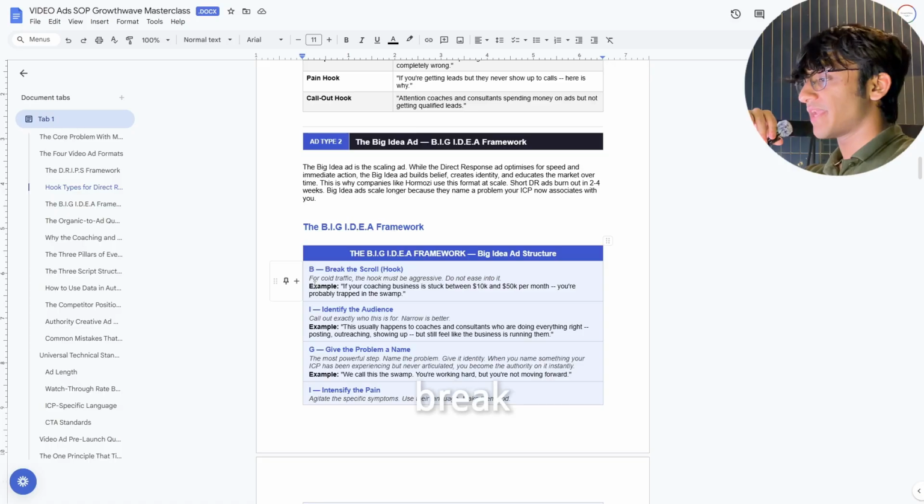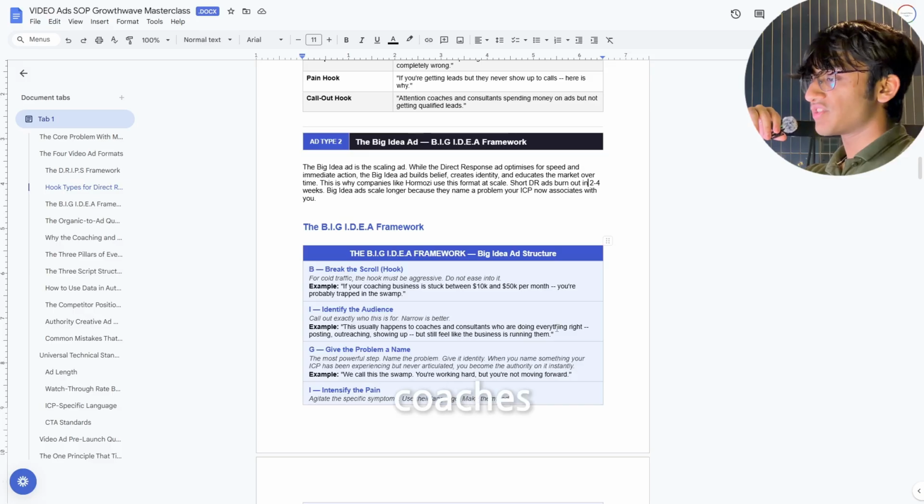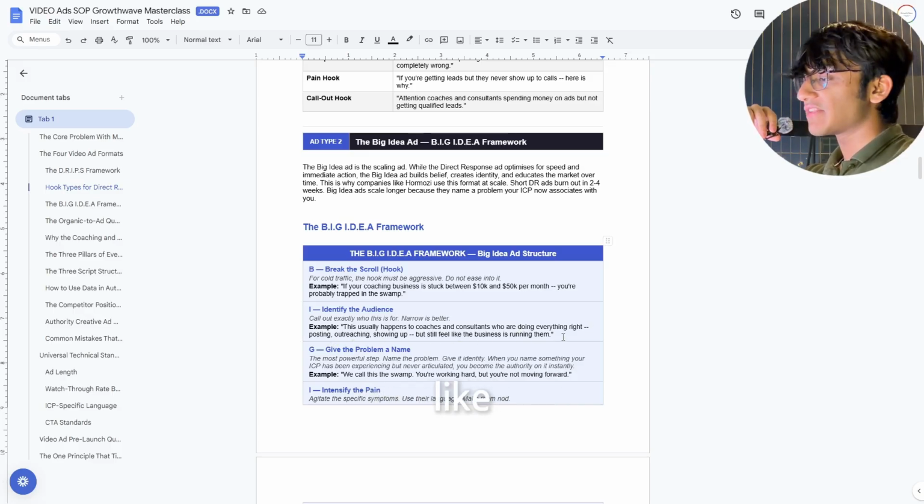Short, the B is break the scroll. For cold traffic, the hook must be aggressive, not easing into it. For example, if your coaching business is stuck between 10K to 50K per month, you are probably trapped in the swamp, right? Then identify the audience. Call out exactly who this is for. Narrow is better. Example: this usually happens to coaches and consultants who are doing everything right, posting, outreaching, showing up, but still feel like the business is running them.